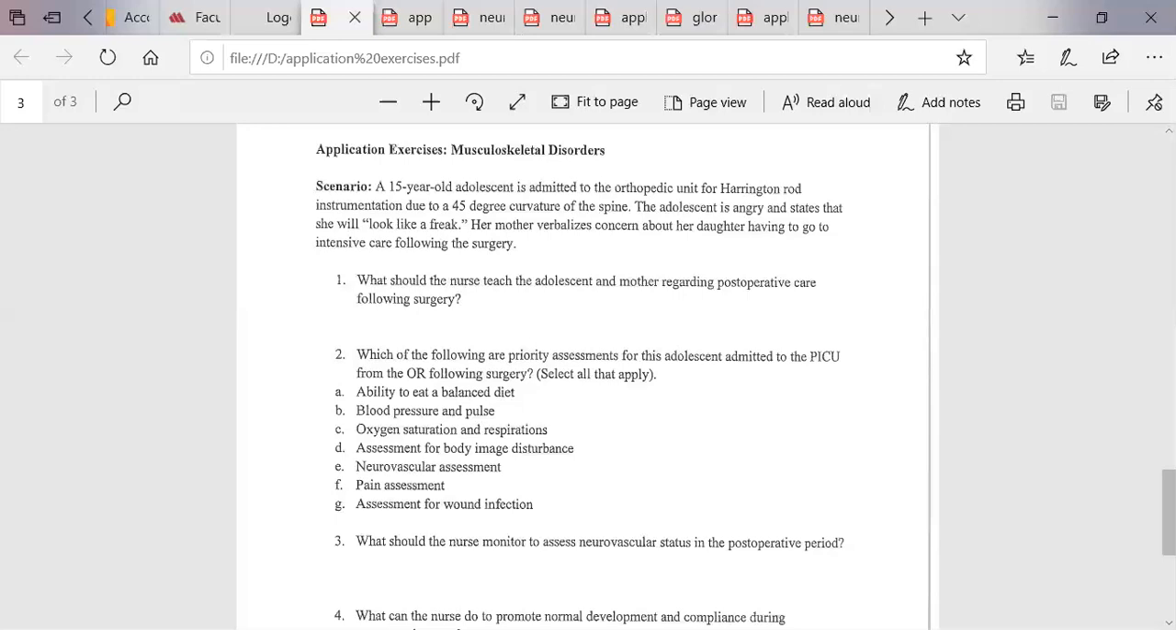I already told you guys what a neurovascular assessment was, so I will go ahead and let you answer that question. All right, number 4, what can the nurse do to promote normal development and compliance during post-operative care? Help with range of motion exercise, encourage self-care such as washing, eating, age-appropriate activities, contact with friends and family, encourage family to be involved in patient care.